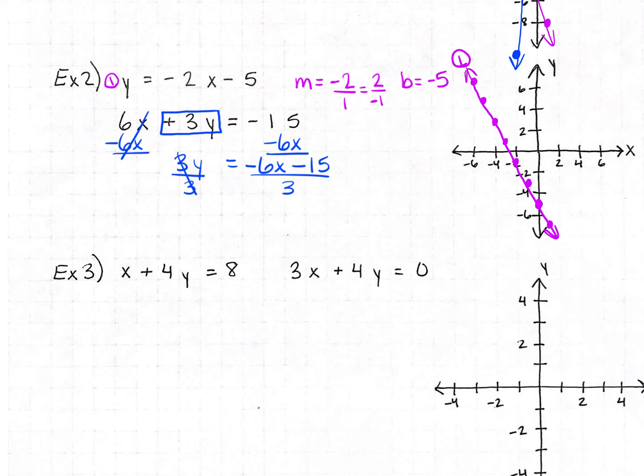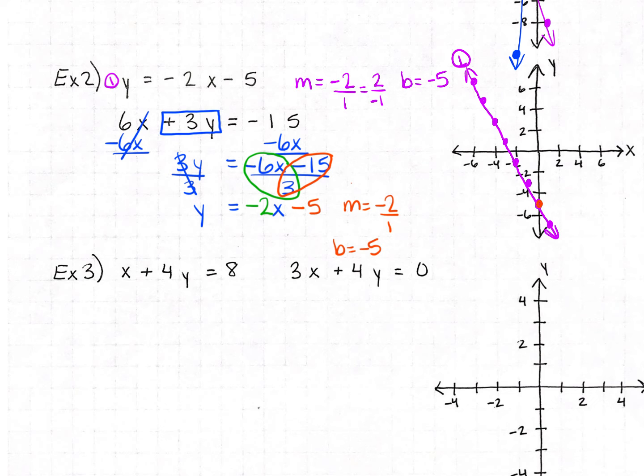3 divided by 3 is 1, and I get y on the left side. On the right side, negative 6x divided by 3 is negative 2x. And then negative 15 divided by 3 is negative 5. So we've got that m, the slope, is negative 2. I could write it as negative 2 over 1. And b, the y-intercept, is negative 5.